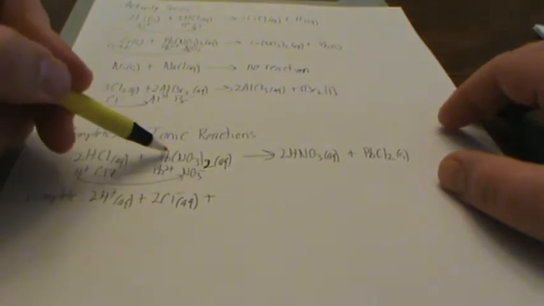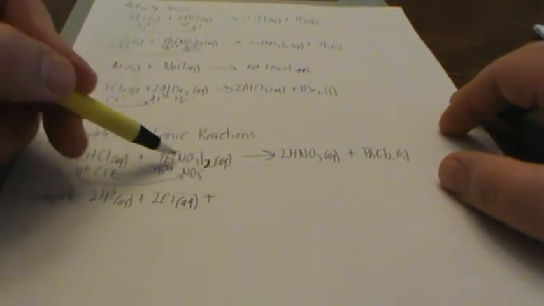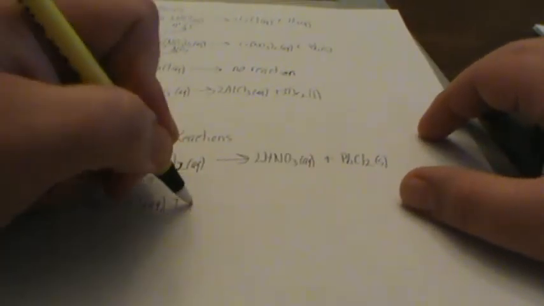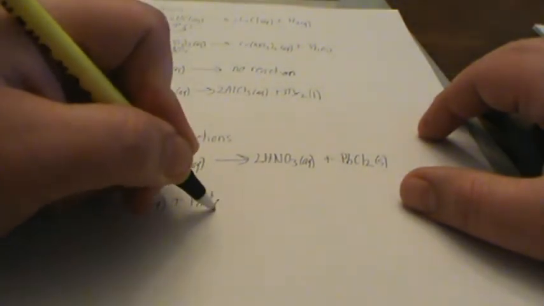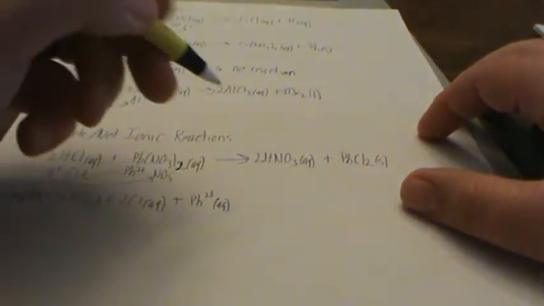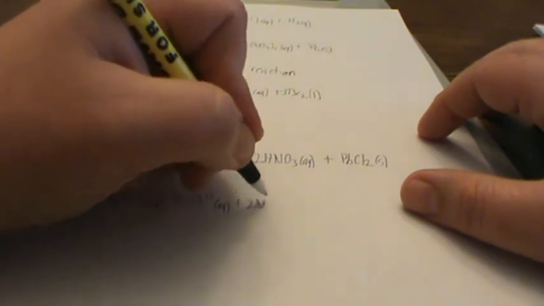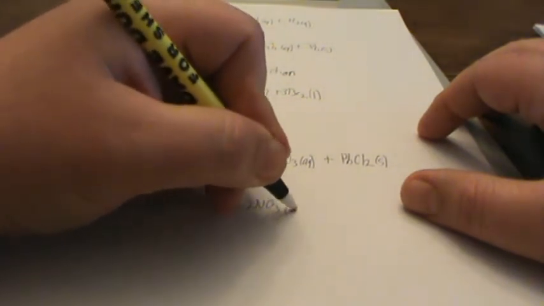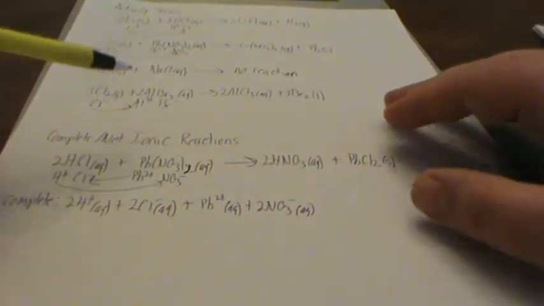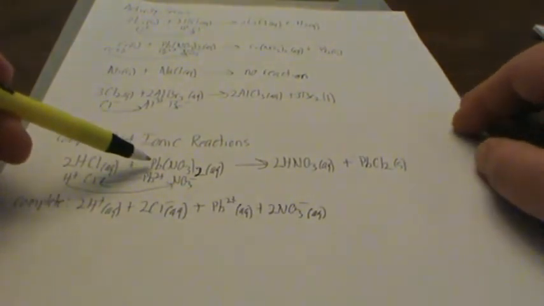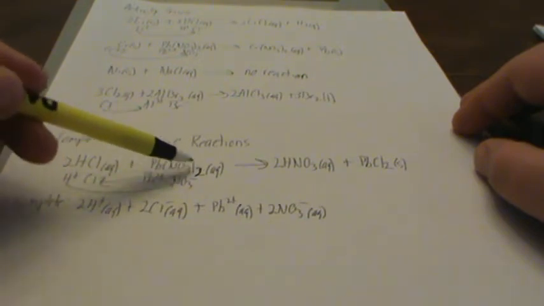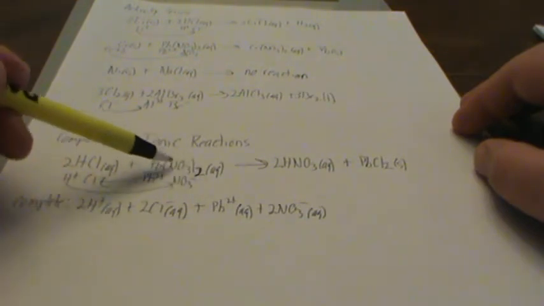Lead 2 nitrate is aqueous, so we have to break that apart. We're going to get 1 lead 2 ion and 2 nitrate ions. Now, why did I only put 1 lead and 2 nitrates? If we look at our formula, we only have 1 lead because there's no number after it. And nitrate, since we have parentheses around it and a 2, that's telling me that we have 2 nitrates.